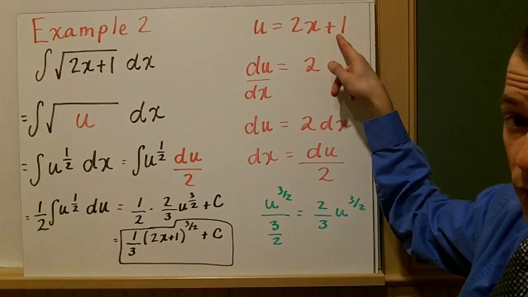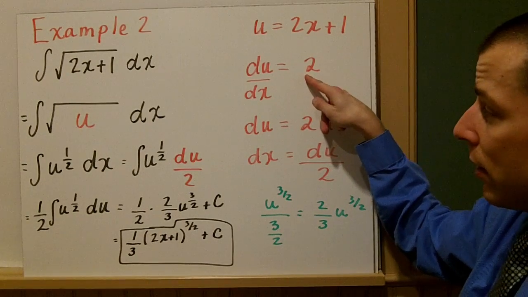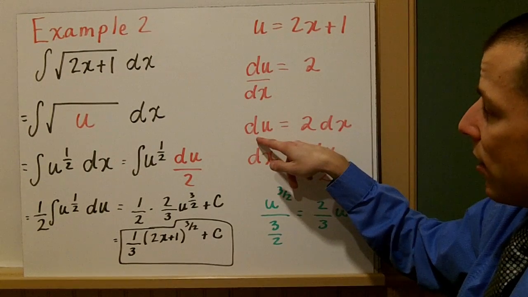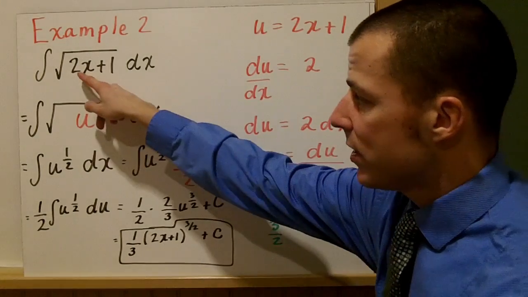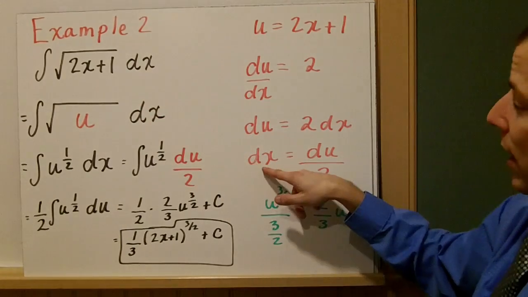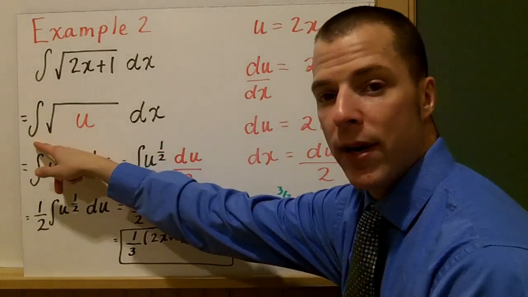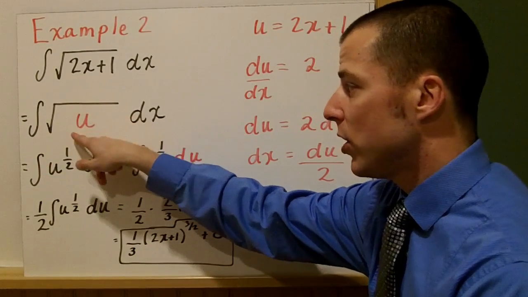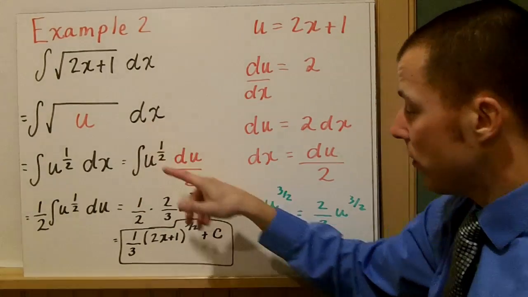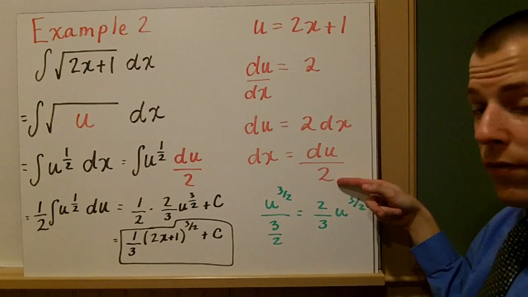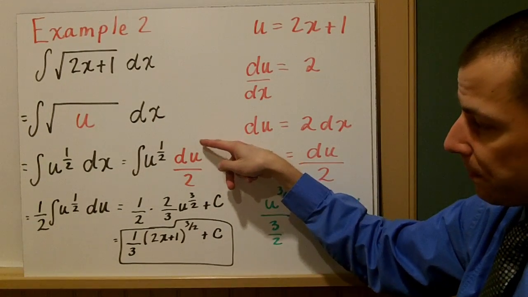u is going to be 2x plus 1. Again, take the derivative with respect to x, I get 2. I solve for du, and I get du equals 2 dx. I don't see a 2 dx here. So again, I solve for dx, and I get du over 2. So I'm going to rewrite my integral. I'm going to have the square root of u dx. In the next line, instead of writing dx, I know what dx is. It's du over 2. So I'm going to substitute du over 2 in for dx.